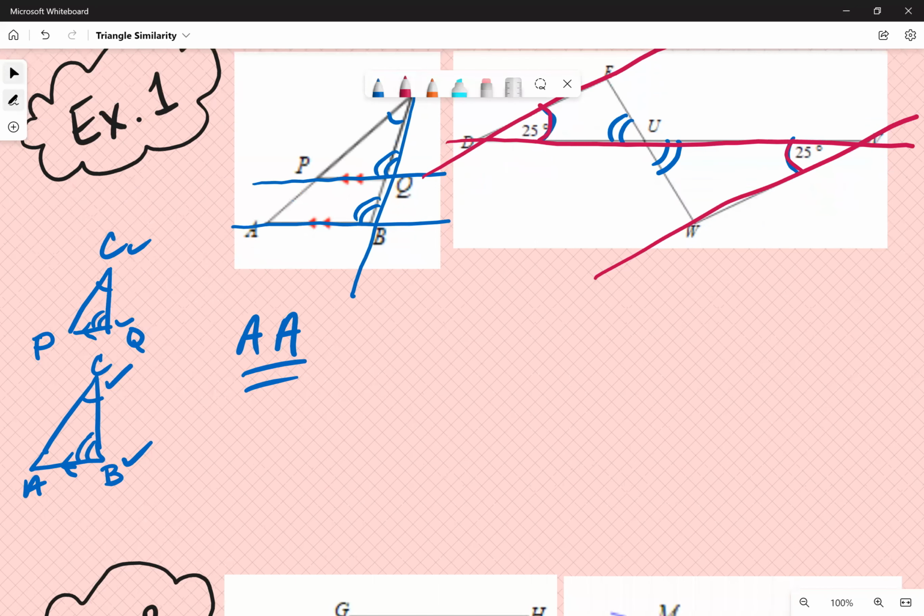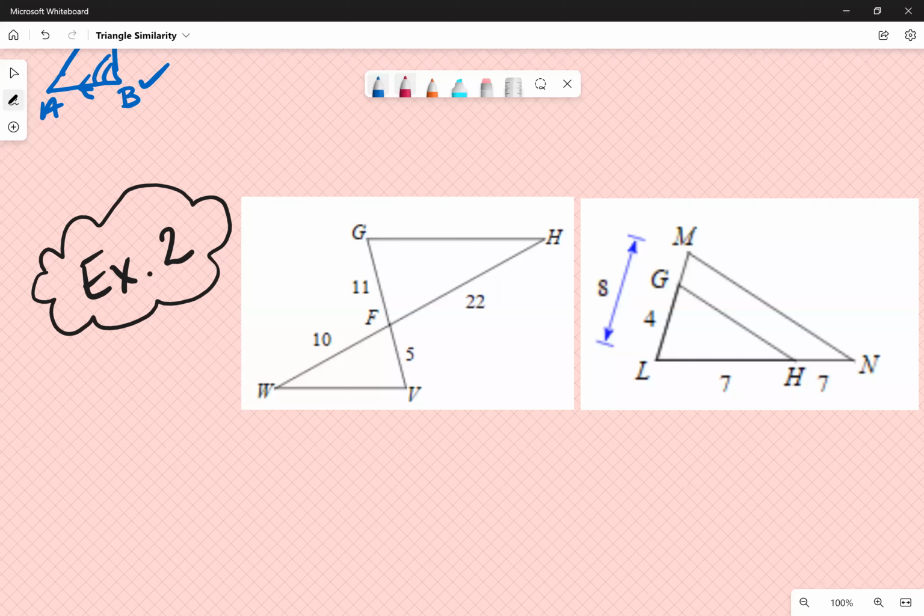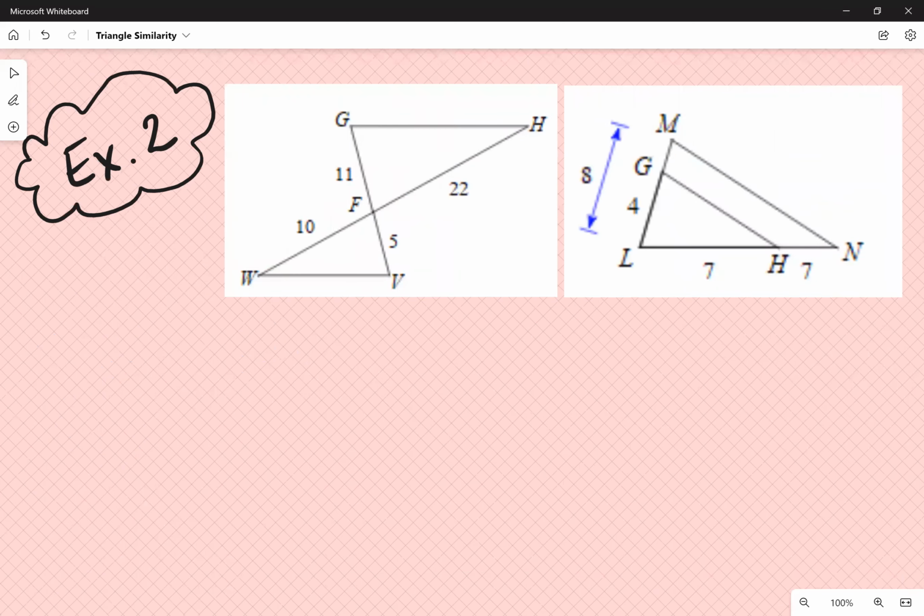In example 2, I have some sides, but I do see some vertical angles in this first figure. So I want to go ahead and show that again. I can't just assume that the other angles are corresponding. So it looks like I'm only working with side, angle, side, but let's prove it.